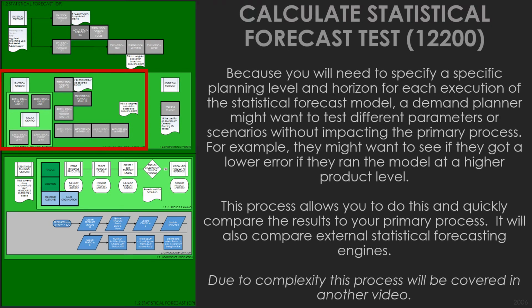Calculate statistical forecast test. Because you will need to specify a specific planning level and horizon for each execution of the statistical forecast model, a demand planner might want to test different parameters or scenarios without impacting the primary process. For example, they might want to see if they got a lower error if they ran the model at a higher product level. This process allows you to do this and quickly compare the results to your primary process. It will also compare external statistical forecasting engines. Due to complexity, this process will be covered in another video.